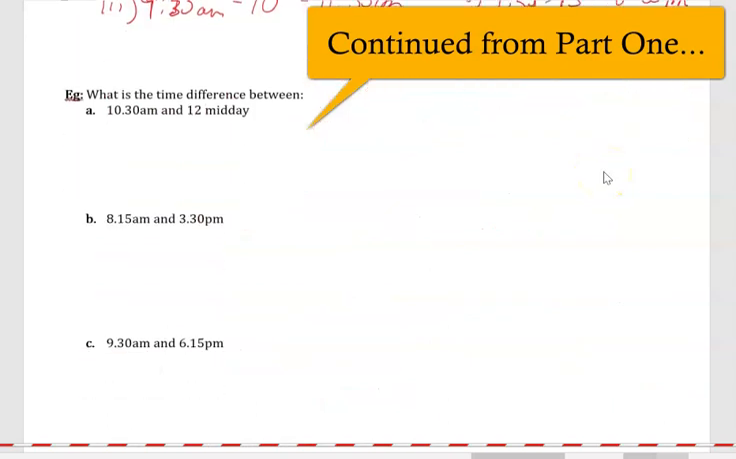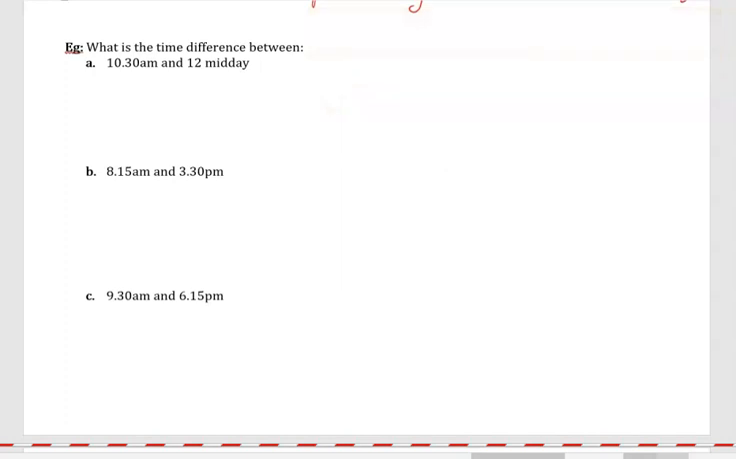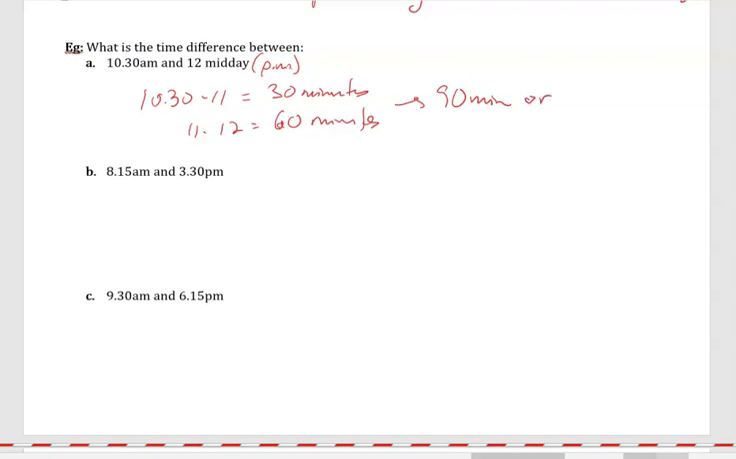Now let's look at some practical. What is the time difference between these two times? So if it's 10:30 a.m. and 12 midday means 12 p.m. So you might be able to think from 10:30 to 11 is 30 minutes. And then from 11 to 12 is 60 minutes, or 1 hour. So you could say it's 90 minutes when you add them together, or you realize that that's 1 1/2 hours, because 30 is half of 60, so 1 1/2 hours.